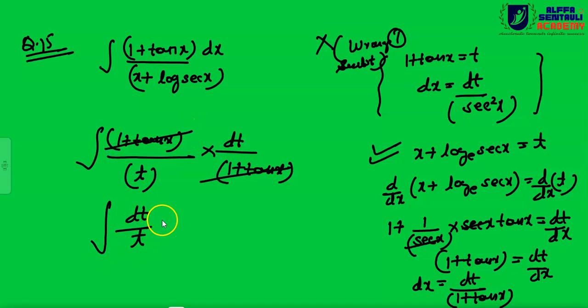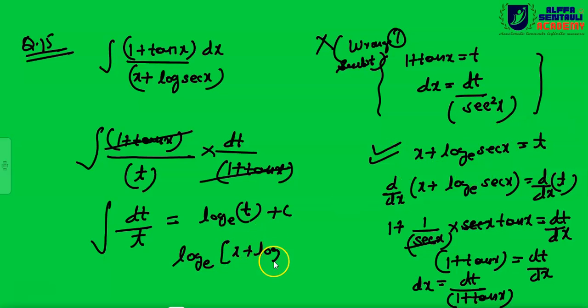So you know what is the integration of dt upon t? This is nothing but log e t plus c. Now let us substitute the value of t. So the value of t is nothing but x plus log e sec x, and this will be plus c. This will be equal to y. Got it? This was an easy question, right beta? Easy or difficult?